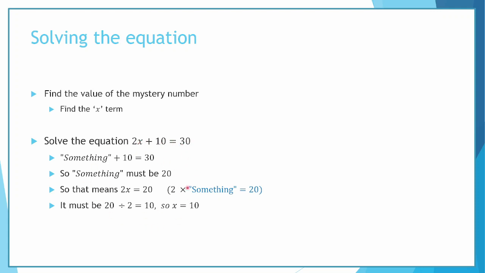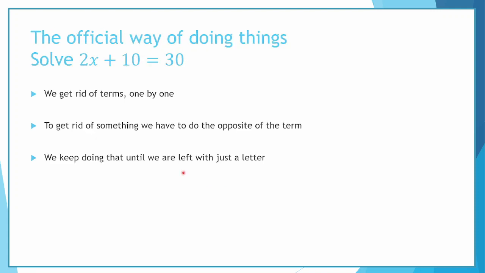So this approach is kind of the common sense approach. We've just found missing values in order to get our value of x. The more mathematical solution, the more official way of doing things, I guess, is that we're actually removing terms in the equation until we end up with just x on the left side and then a number value on the right side. So if we were to do this the official way, we'll start again.